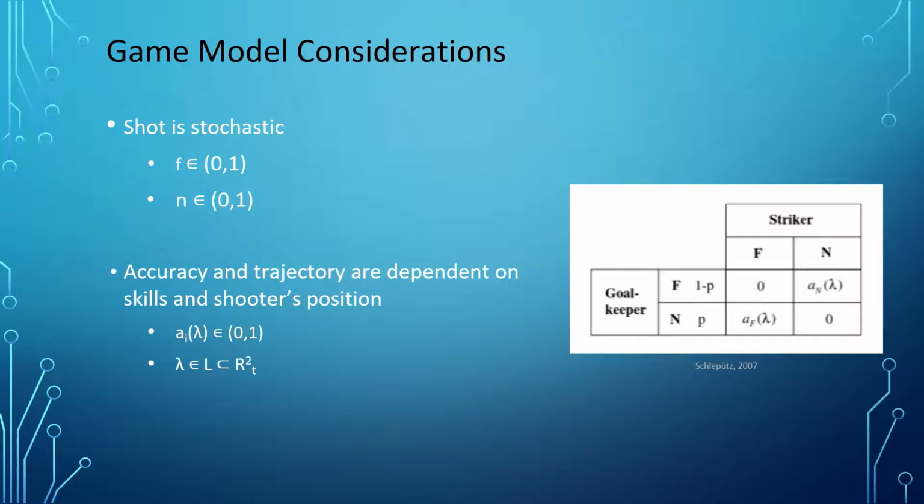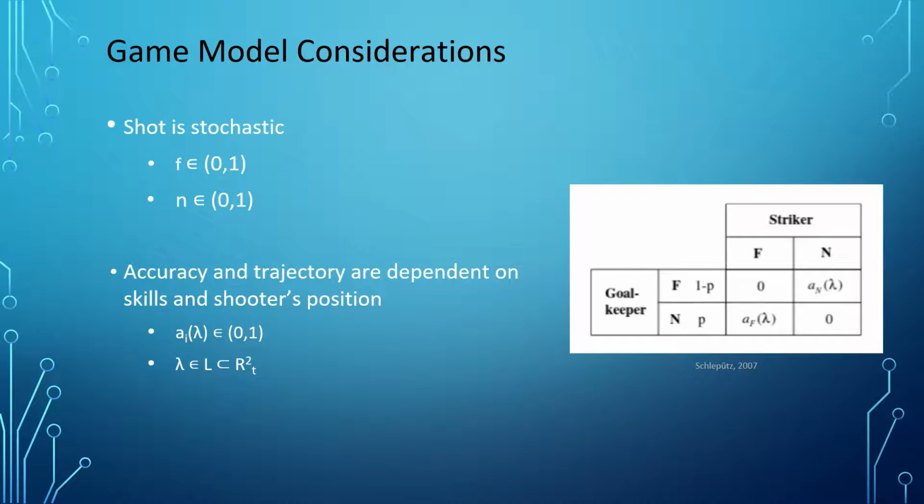On the other hand, for the case where the goalie is positioned at the far post and the striker shoots the ball at the near post, the goal will be scored with probability a sub n of lambda, where a sub n of lambda is within [0, 1]. Similar to the trajectory probabilities, 1 represents a shot is made and 0 represents a miss.